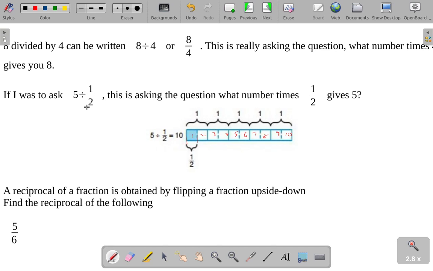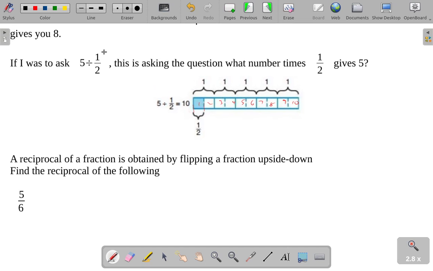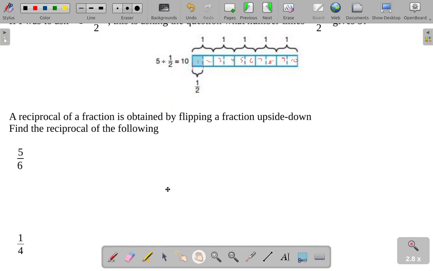And also you can ask, what number times 1/2 gives 5? Well, 1/2 times 10 gives 5. All right, so this may seem a little counterintuitive. When we're dividing by 1/2, it actually gives us something bigger than what we started with. We had 5, we divide by 1/2, we get 10. You'll see that this is the case: we'll end up with something bigger anytime we divide by something between 0 and 1. It will just end up with a bigger number.